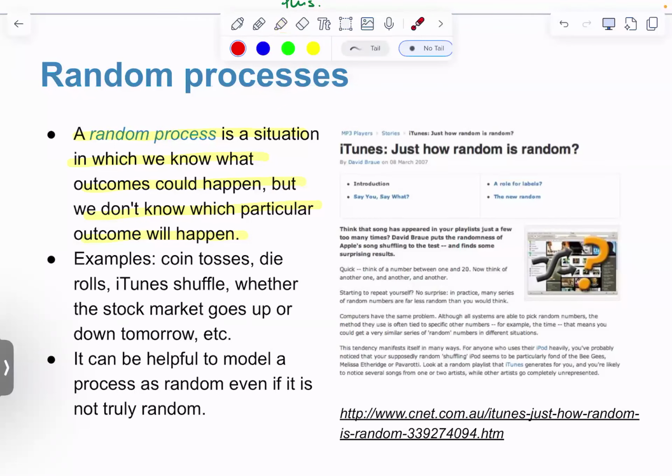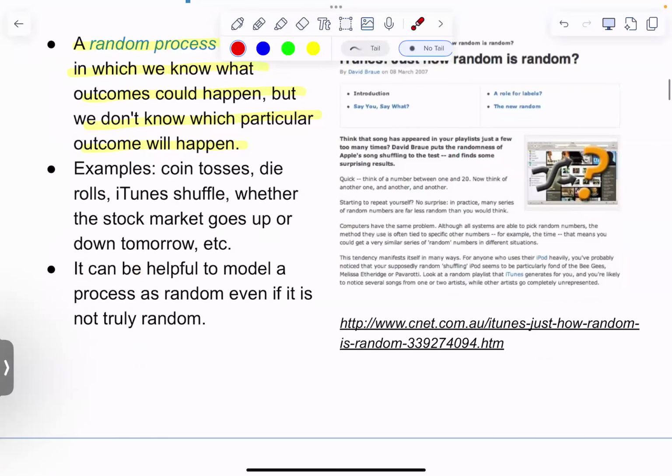We can roll a die. If I roll a 6-sided die, there are only 6 possible outcomes, each with some probability. And all these things, iTunes Shuffle. Does iTunes exist anymore? I don't know. Apple Music, I think it is. Whether the stock market goes up or down tomorrow, you know the outcomes, you just don't know what's going to happen.